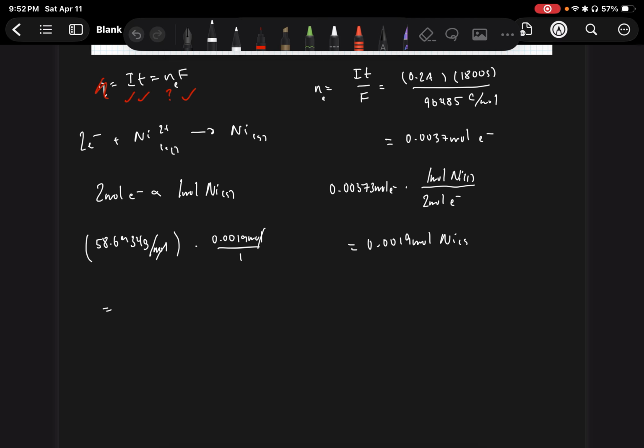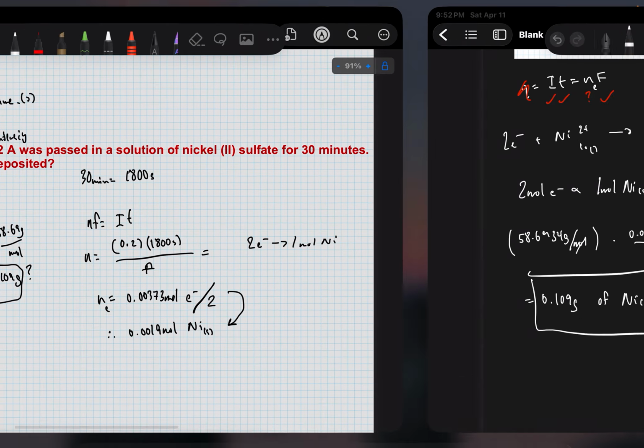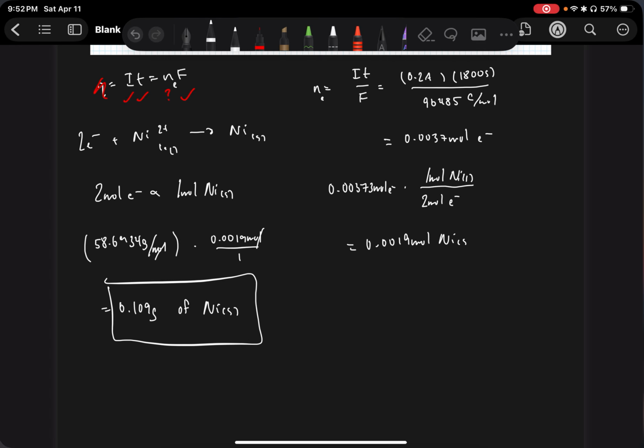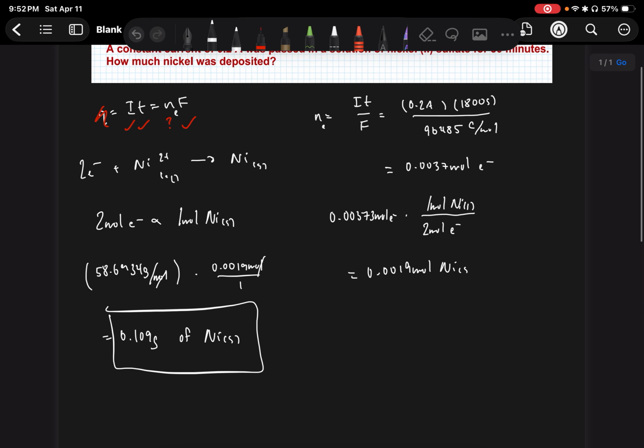0.109 grams. I believe that's the answer. Word, that's the answer. Boom, we're done. That was actually pretty light, actually.